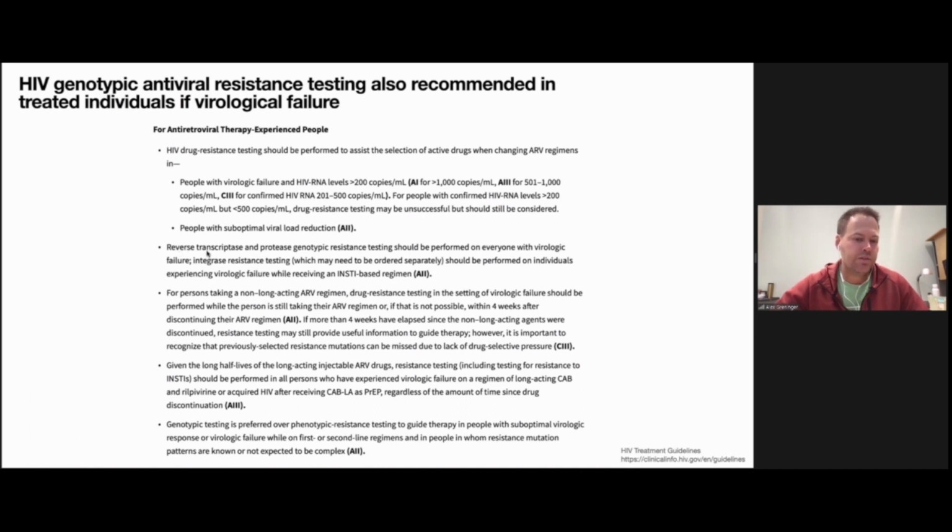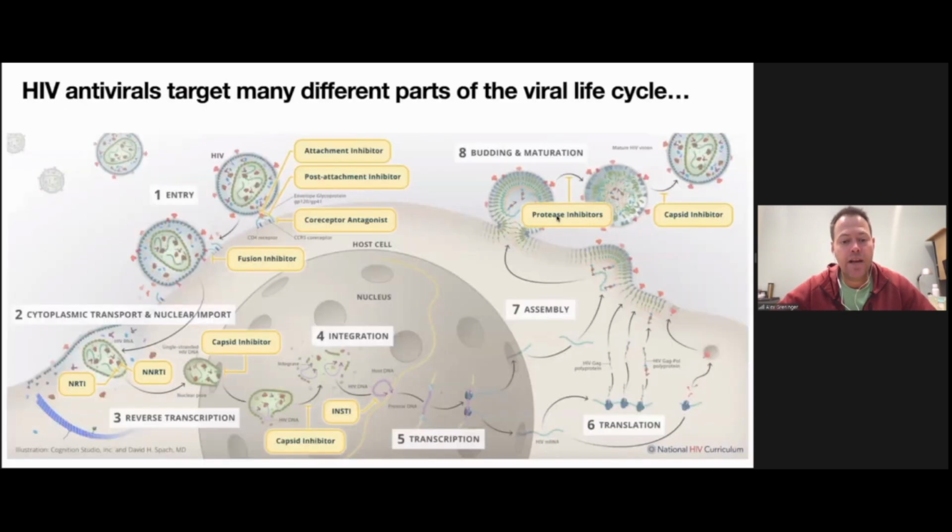And again, we're doing reverse transcriptase and protease sequencing, as well as integrase region sequencing if you have an integrase inhibitor-based regimen. There are so many HIV drugs that in a quick little brief like this, we really don't have time to go through all of them, but basically almost all areas of the life cycle now are subject to potential inhibition with co-receptor antagonists, fusion inhibitors, new capsid inhibitors.